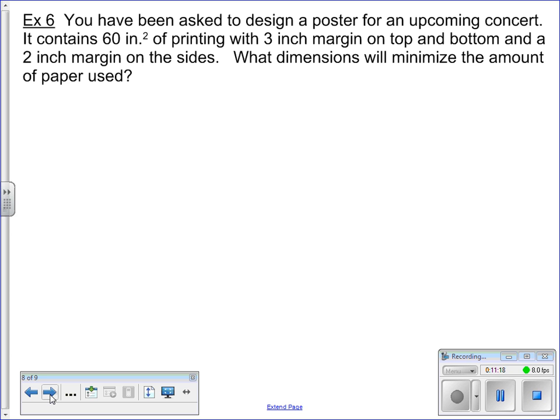Okay, so I kind of want you guys to start this one on your own. So you have been asked to design a poster for an upcoming concert. It contains 60 square inches of printing with a 3-inch margin on the top and a 2-inch margin on both sides. What dimensions will minimize the amount of paper used? So here's what you need to do. Draw a picture. Draw a diagram. Oh, please, draw a diagram. That is what you absolutely have to do, is draw a diagram.